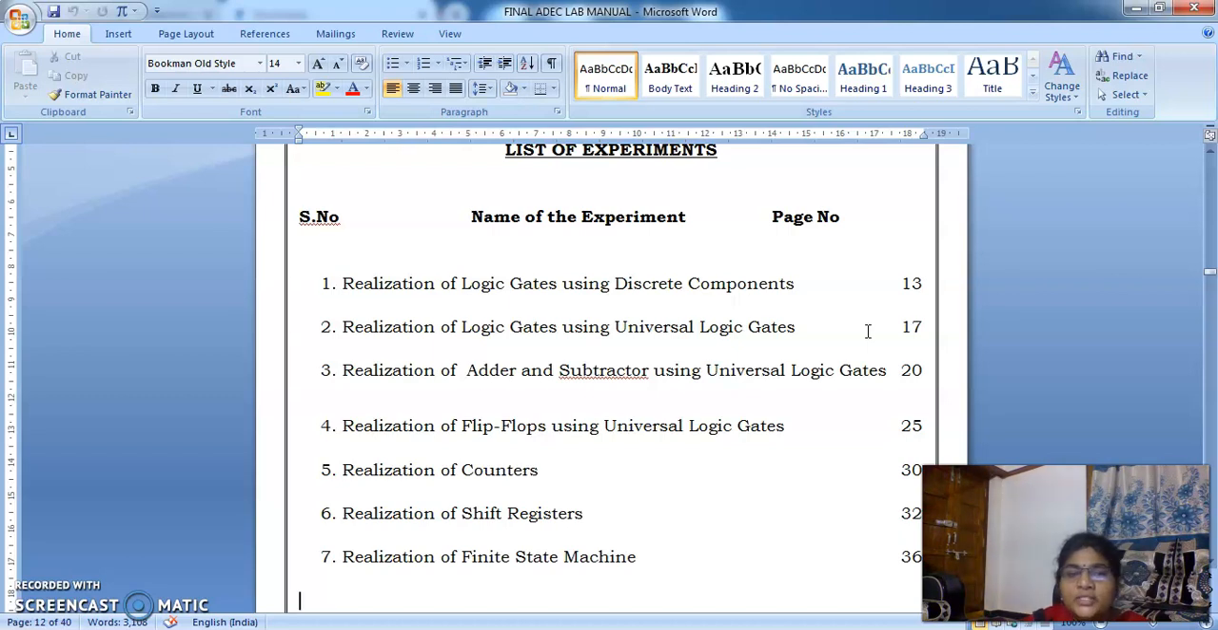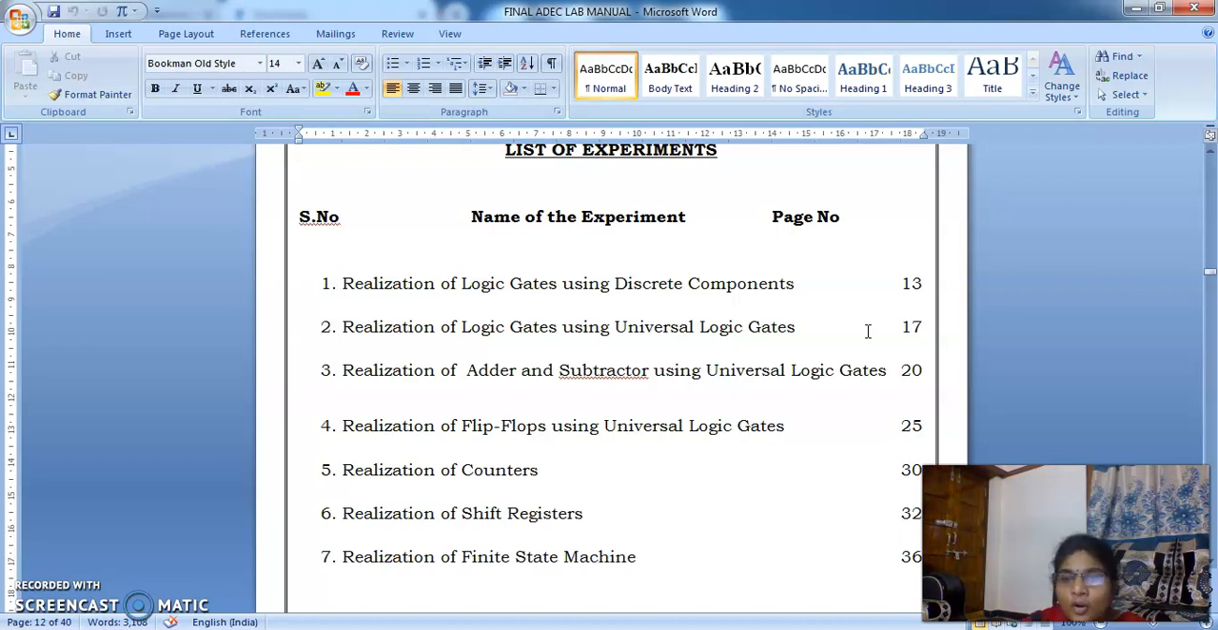The fourth experiment is realization of flip-flops using universal logic gates. A flip-flop is also one kind of sequential circuit, and in a flip-flop we store only one bit of data. We have varieties of flip-flops: JK flip-flop, D flip-flop, SR flip-flop, T flip-flop and master slave flip-flop. So many different types of flip-flops are present. We need to check all of them using NAND or NOR logics, and verify our truth tables.